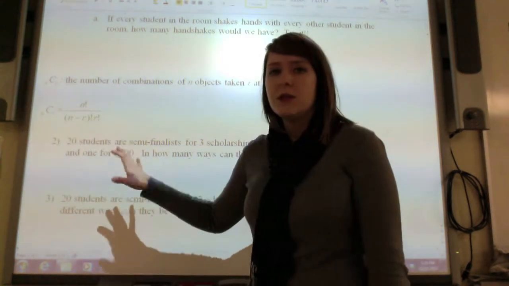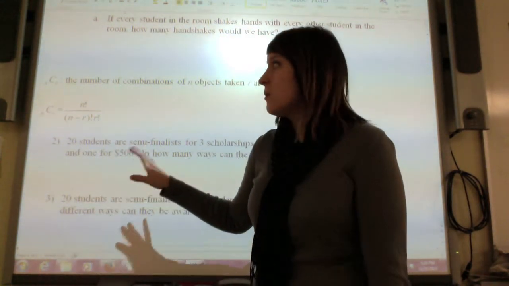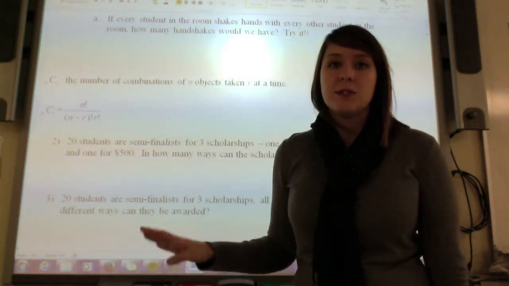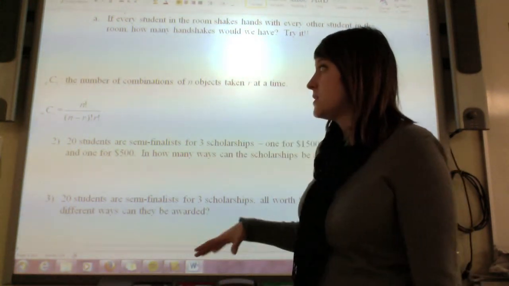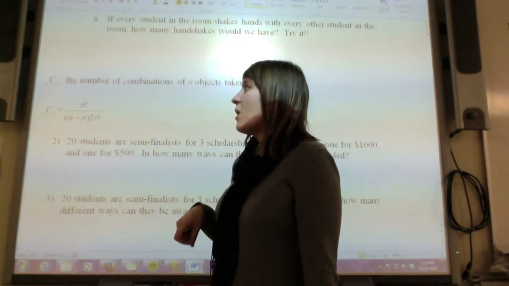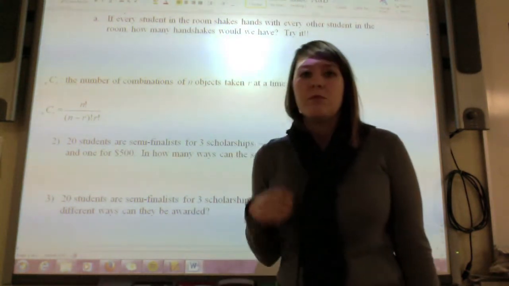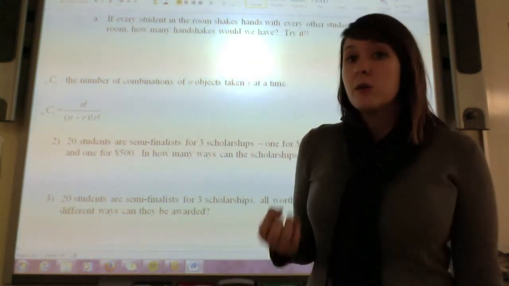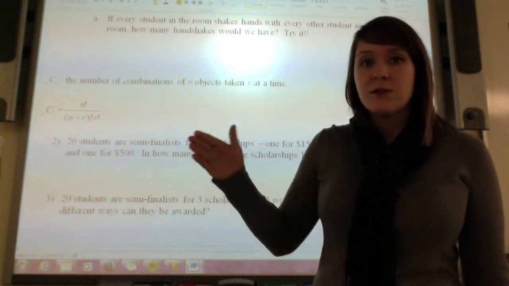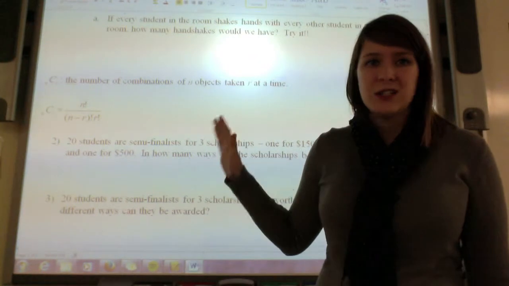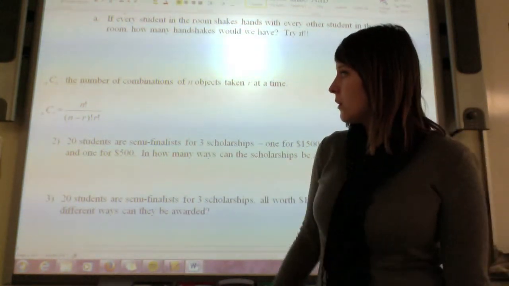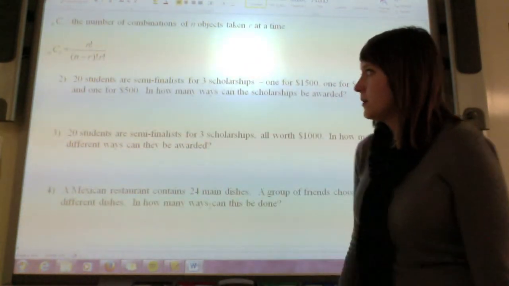So this is really similar to a permutation. Remember, the formula for a permutation was n factorial over n minus r factorial. So the only difference is that now I'm dividing by r factorial as well, because I'm saying that order doesn't matter, so all those different variations of r that I have are no longer important, so I can just divide them out. Okay, so let's do some problems.